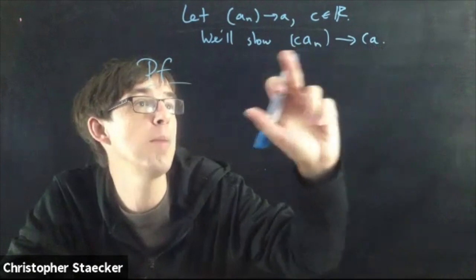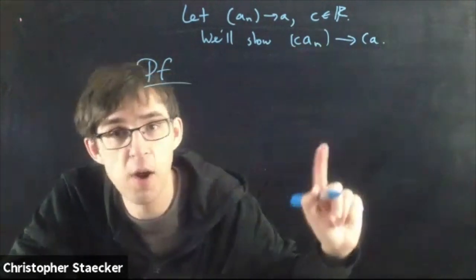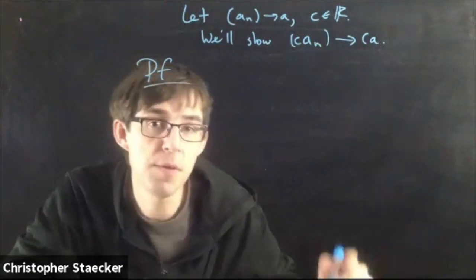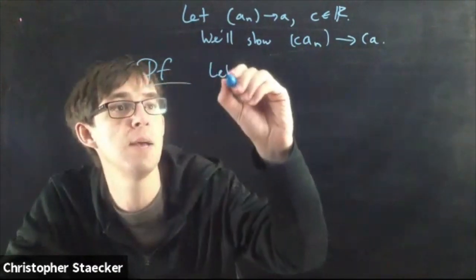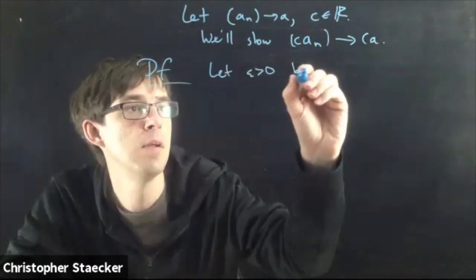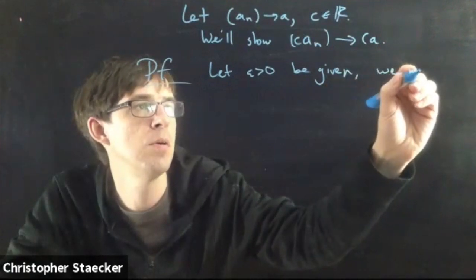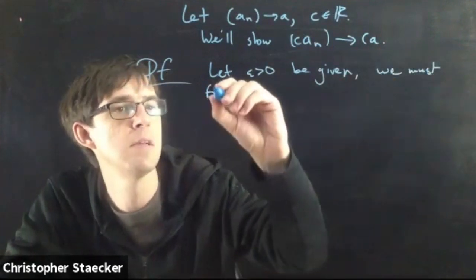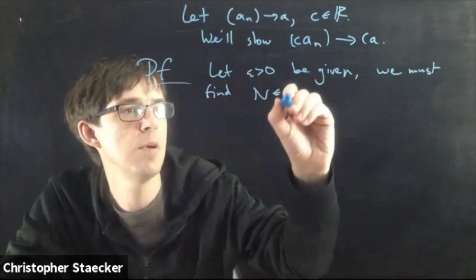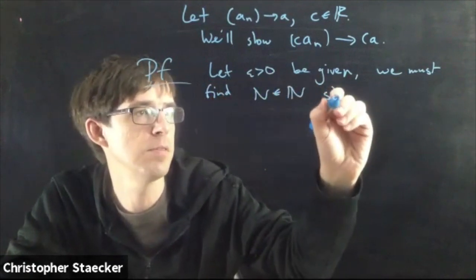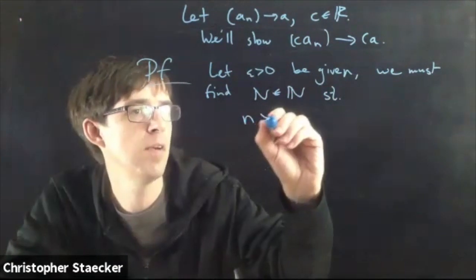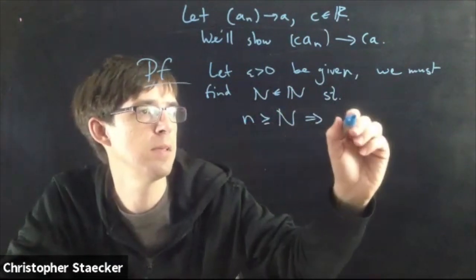All right. So for my proof, I'm going to do it in the same way that I always show that the limit of a sequence is something or other. I'm going to say let epsilon greater than 0 be given. And we must find some big N, a natural number. You know how this goes, right? Such that n greater or equal to big N implies.